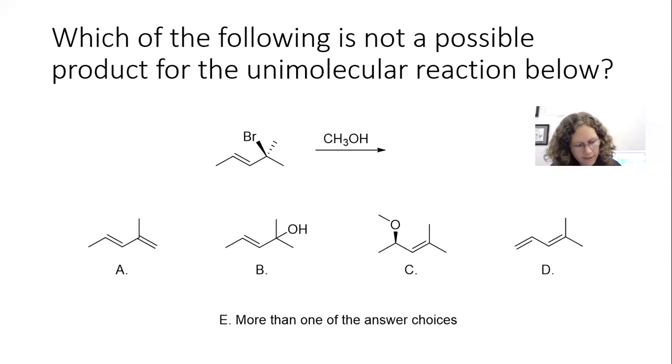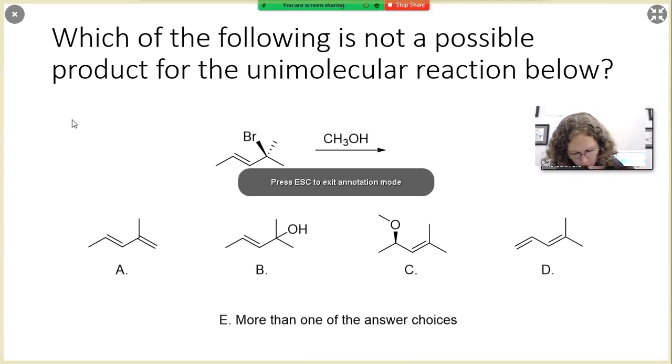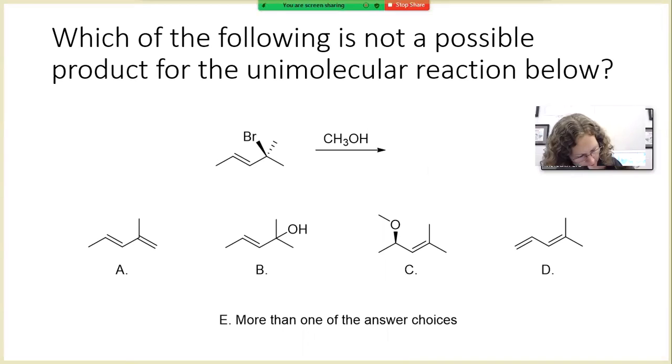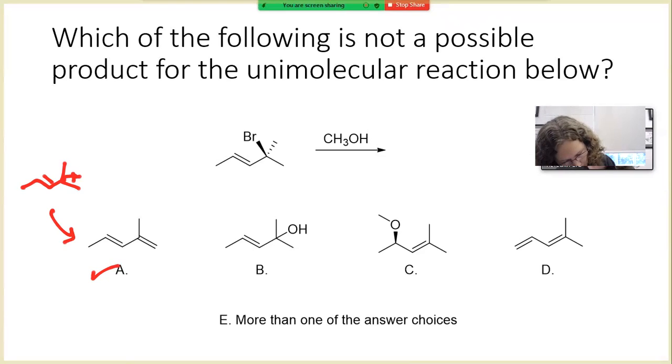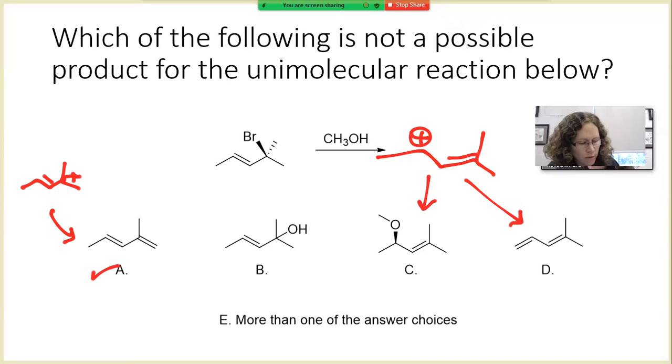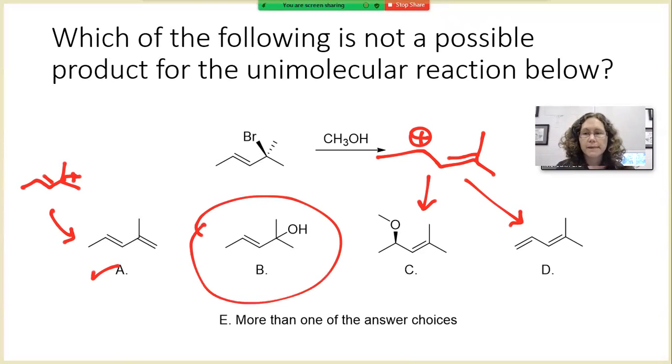Oops, let's see if I can go backwards. All right, so here's our original question, and it says, which of the following is not a possible product? If you remember from our previous slide, A was definitely a possible product. A came from this intermediate. And C and D are both possible products because they came from this intermediate. So the only one that doesn't make sense is B.